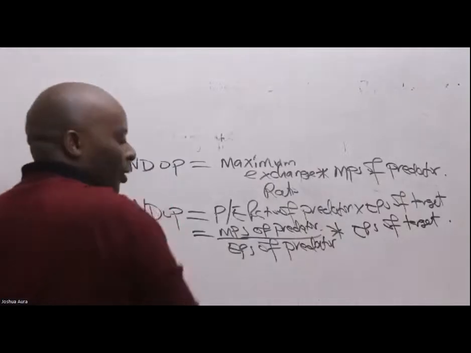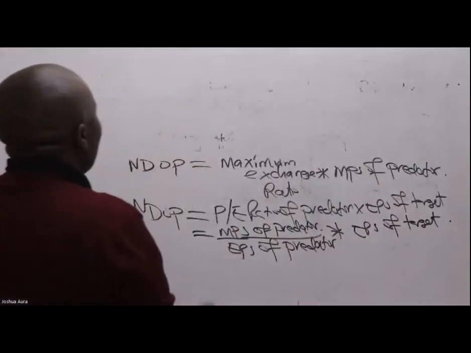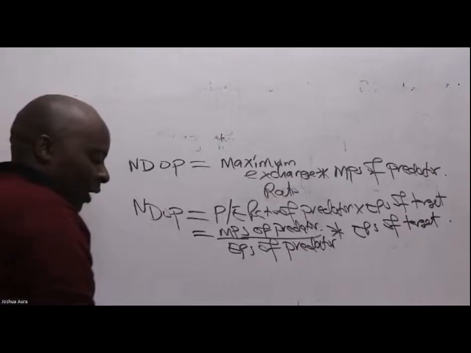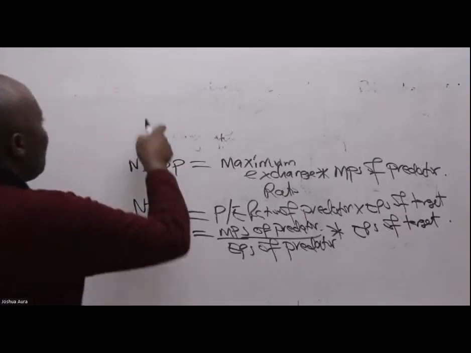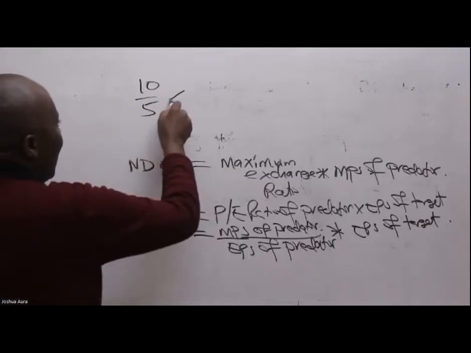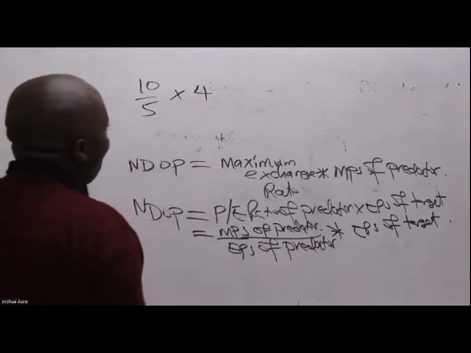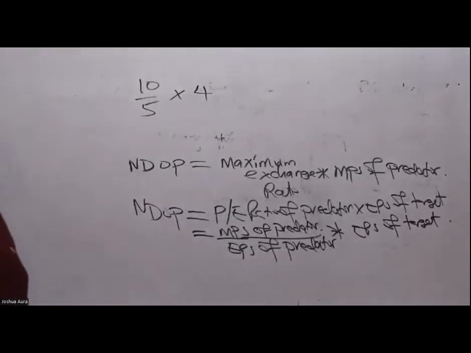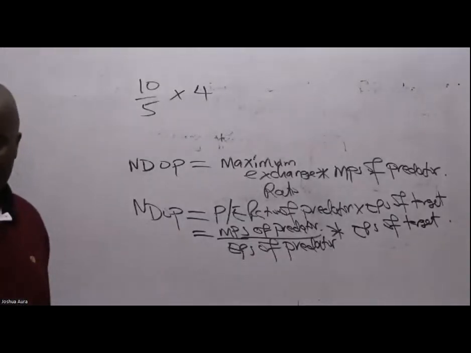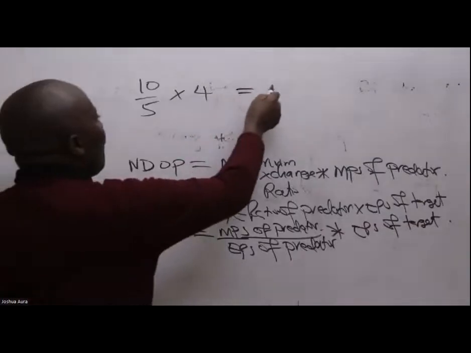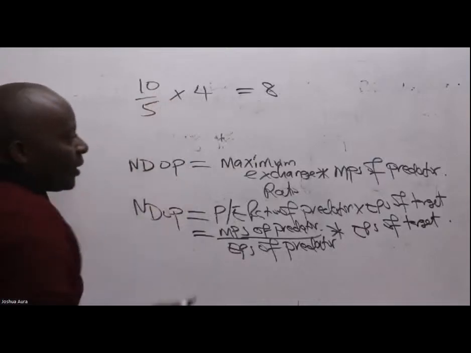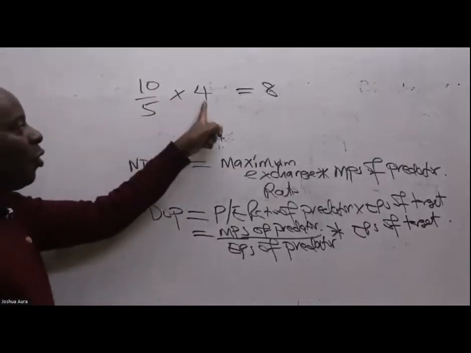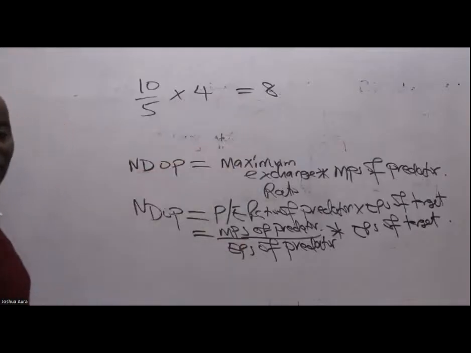Mathematically, if somebody gives you, for example, 10 over 5 times, for example, 4, this equals 8. How have I known it's 8? It's because 5 goes 2 times in 10, and then 2 times 4 is 8.